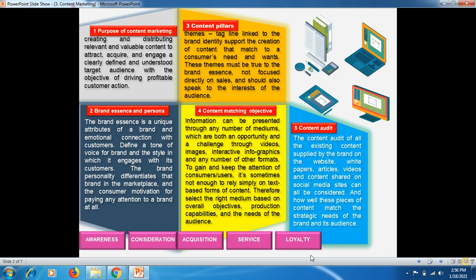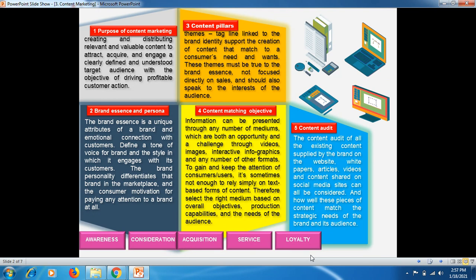So here the only purpose is creating and distributing relevant, authoritative, and popular content which fulfills the need of your customer. Only then will they be attracted towards your content and engage themselves. This means you have to clearly define what you have been preparing for your target audience with the objective of driving profitable customer action. Secondly, you must have a brand essence and persona. Every person is related to some kind of brand, either an ordinary or an expensive brand. It all depends on the need and wants of the customer. That's why they have been related to that particular brand.